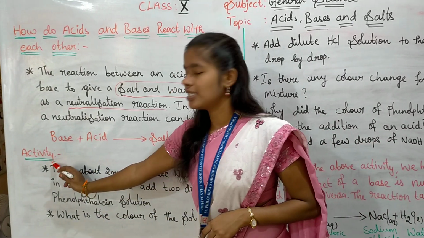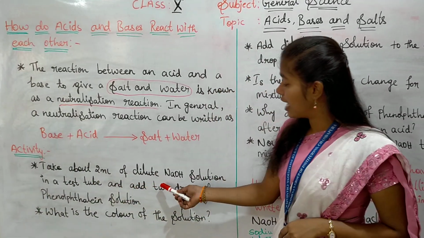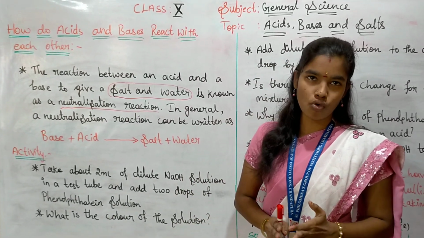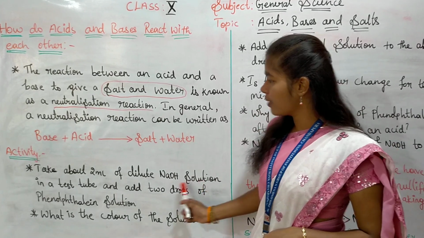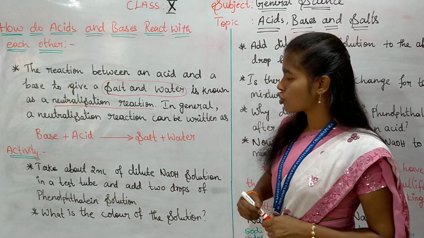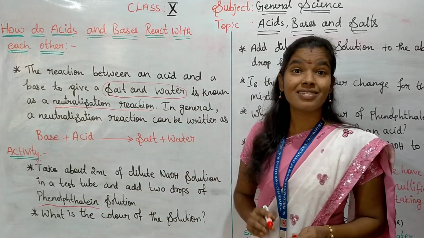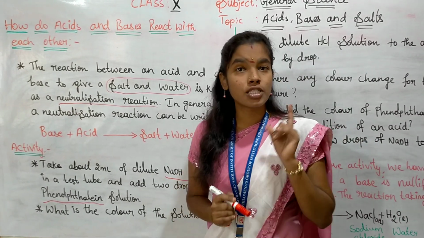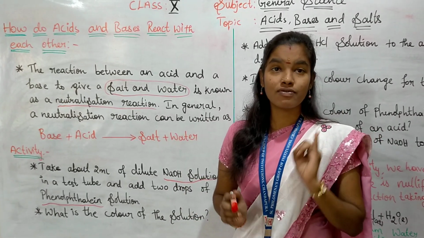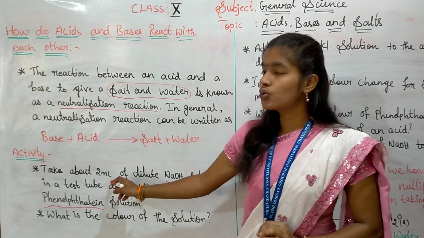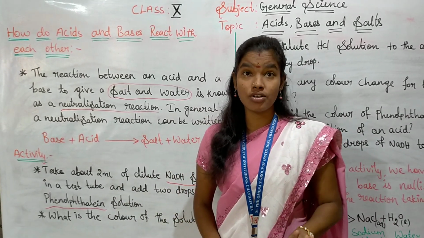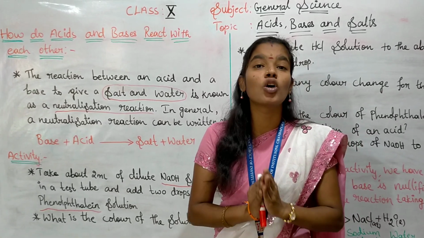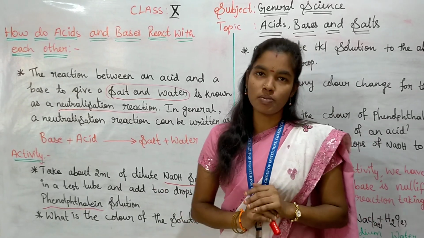So we will perform an activity. Take about 2 ml of dilute NaOH solution. NaOH is sodium hydroxide, which is a basic solution. Take it in a test tube and add 2 drops of phenolphthalein, which is a synthetic indicator. So first, listen very carefully: we take 2 ml of dilute NaOH solution and add 2 drops of phenolphthalein solution.